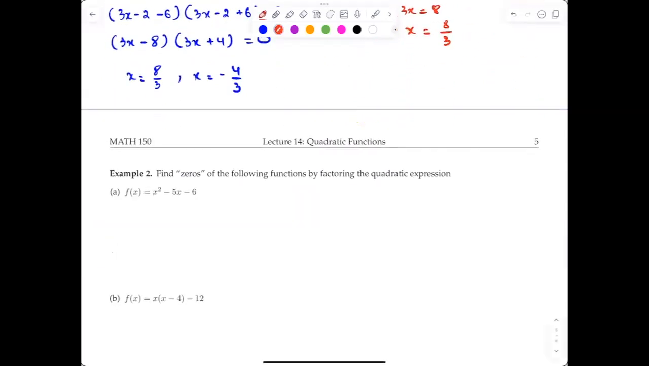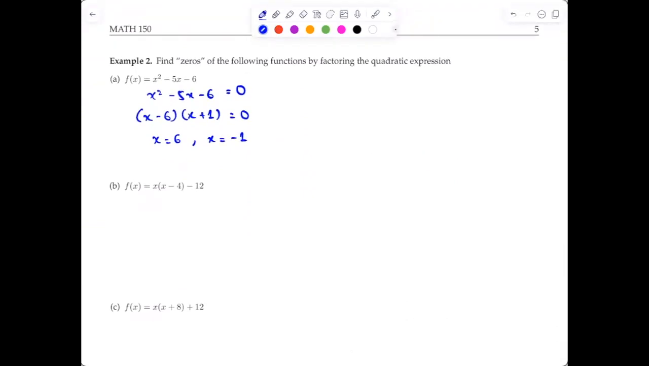All right. So next example, you find the zero of the following functions. So here you have x squared minus 5x minus 6 equal to 0. You can factor the left-hand side. You get (x minus 6) times (x plus 1) equal to 0. Or you get x equal to 6, x equal to negative 1. Okay.